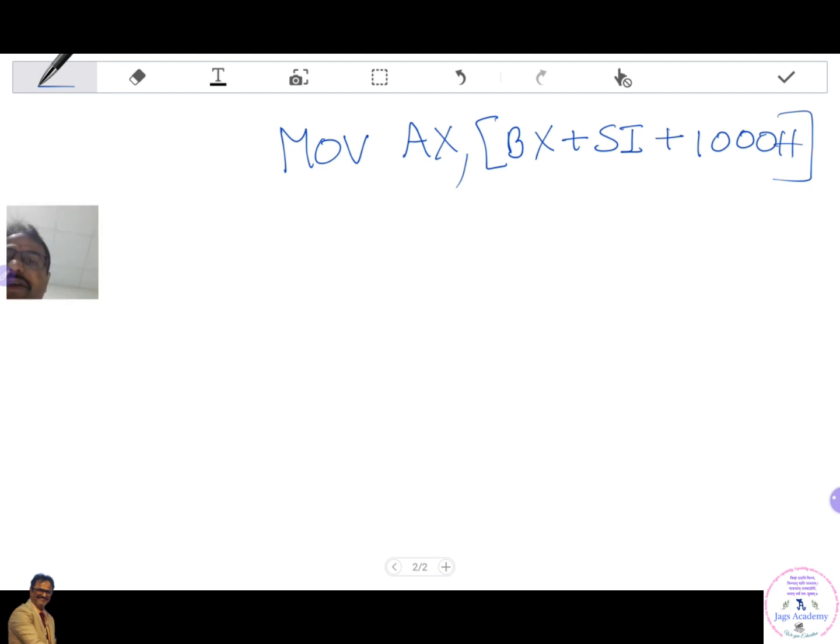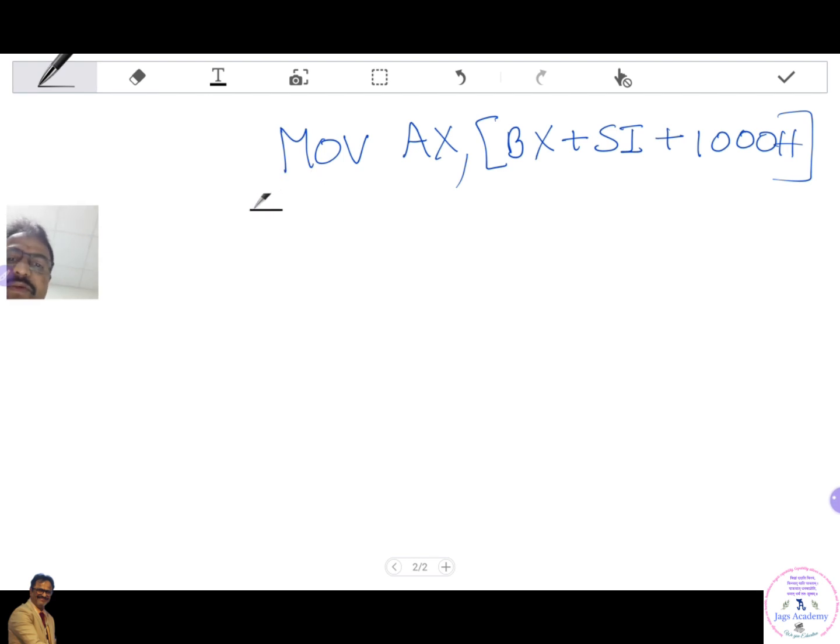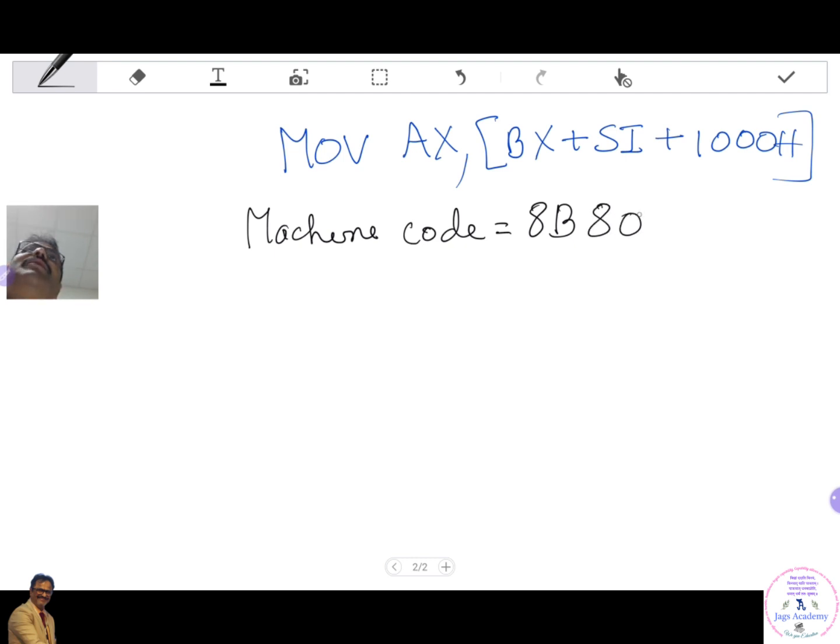Once again, what is required is the machine code. You require the machine code for this to be converted. The machine code for this is 8B800010. I'll directly write the machine code here.